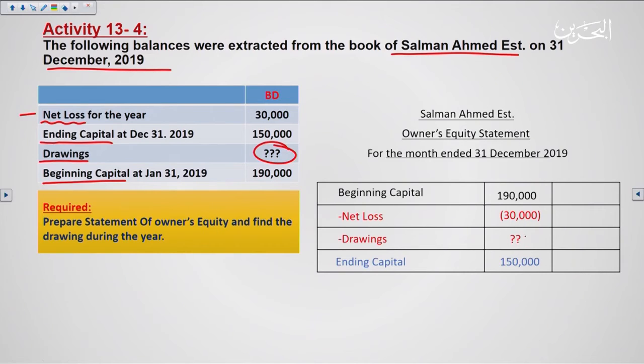Now I have to figure out how to calculate this figure. So I will start with these two figures. I will subtract them and I will get this amount, 160,000 BD. Now I will calculate the drawings by subtracting these two figures and I will get 10,000 BD for the drawings.